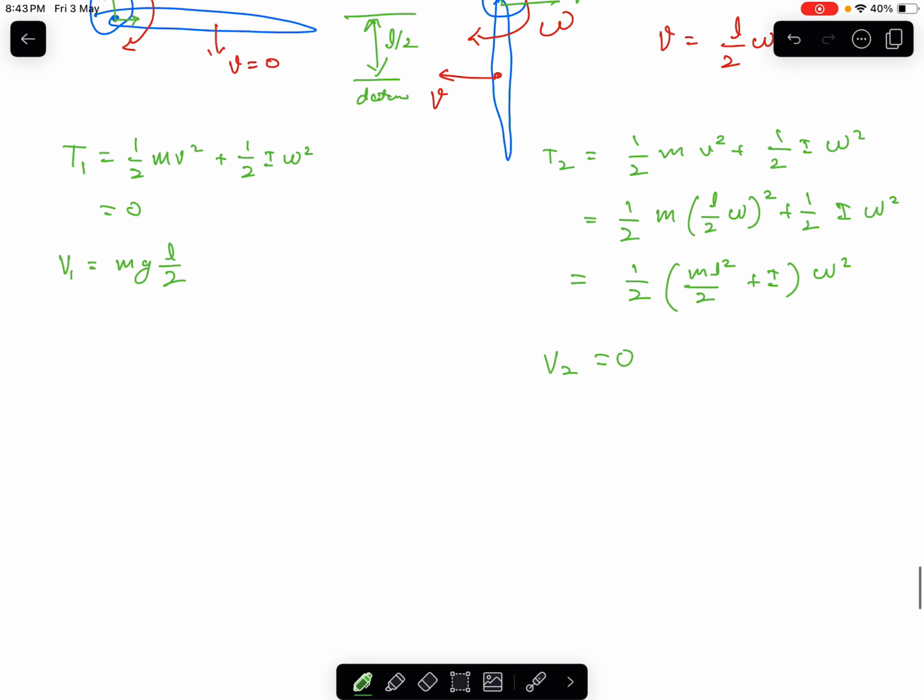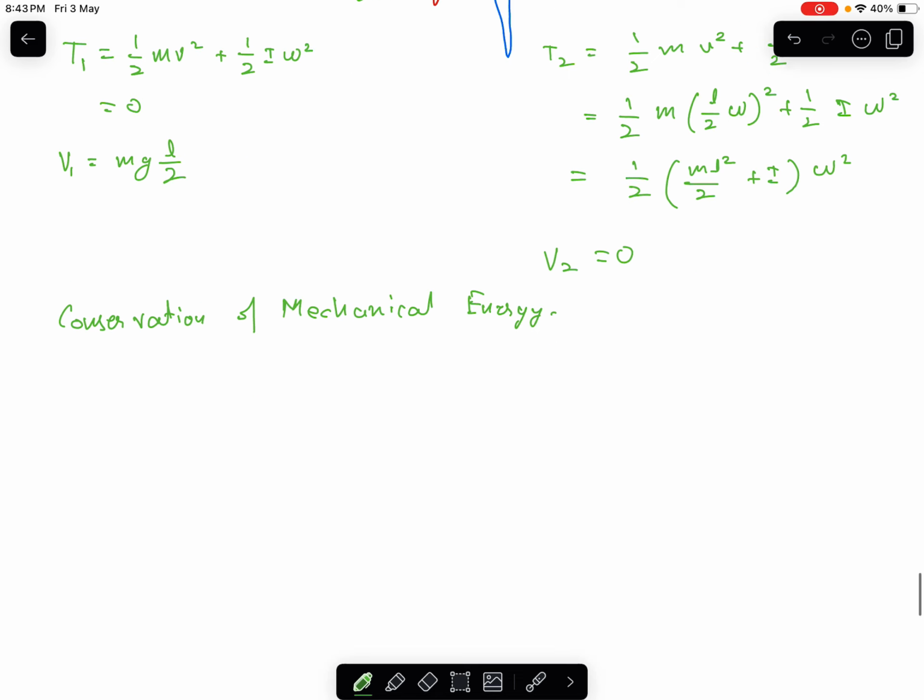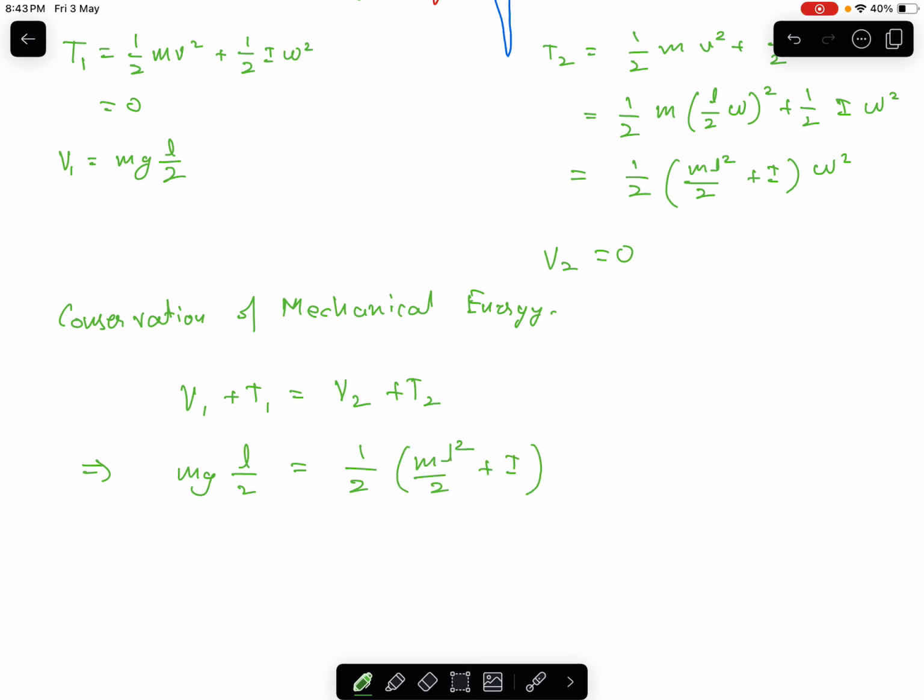So finally you can write from conservation of mechanical energy, V1 plus T1 is equal to V2 plus T2, and this implies mg L by 2 is equal to half (m L square by 4 plus I) omega square. So the only unknown over here is this omega square, which you can obtain. This will provide you the result.